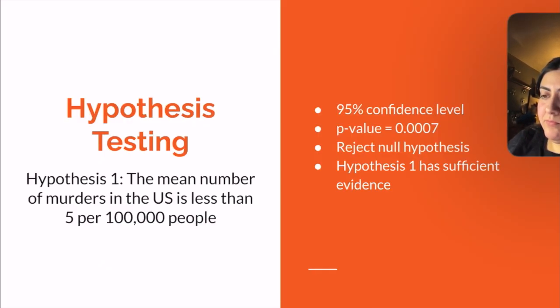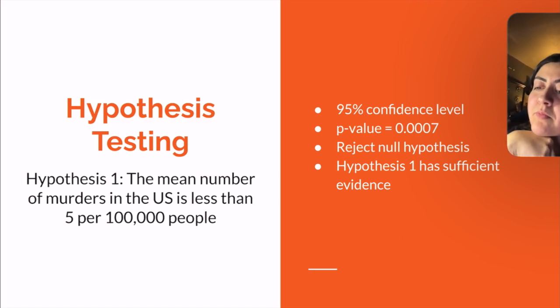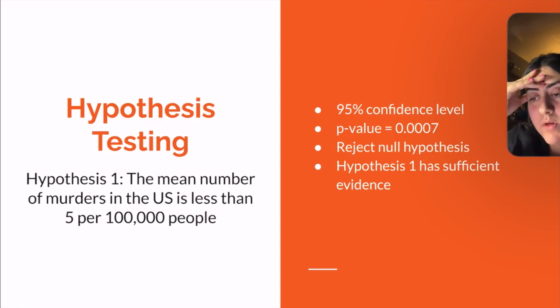Next, we do hypothesis testing. On hypothesis one, the mean number of murders in the US is less than 5 per 100,000 people. At 95% confidence level, we get a p-value of 0.0007, which is less than 0.05, and therefore we can reject the null hypothesis, and therefore we can, with sufficient evidence, conclude that the mean number of murders in the US is less than 5 per 100,000 people.